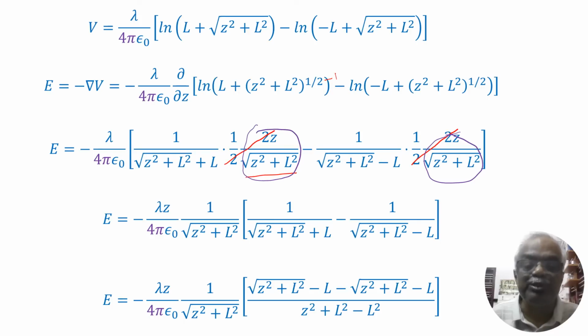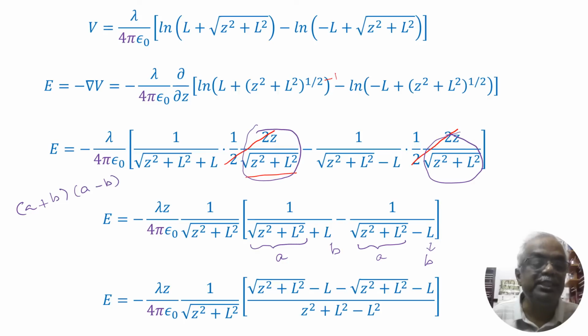Now what I am going to do is this entire thing in the square root I am going to take as A. Let me take L as P. Here it is A again, and this is P. L is P. So this will become in the denominator A plus P into A minus P, which is equal to A squared minus P squared. If you multiply this, you will get a squared minus b squared.